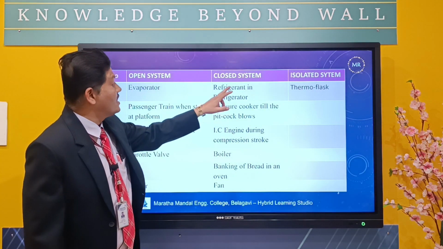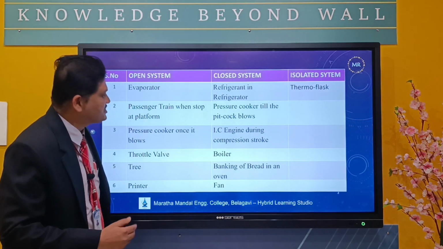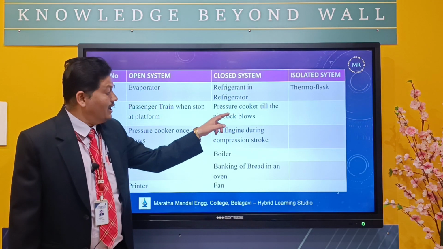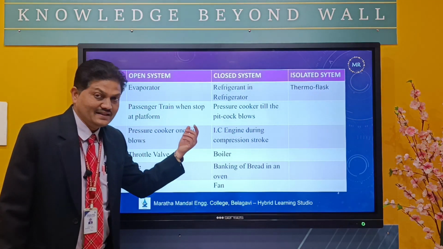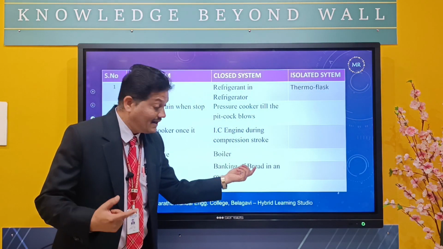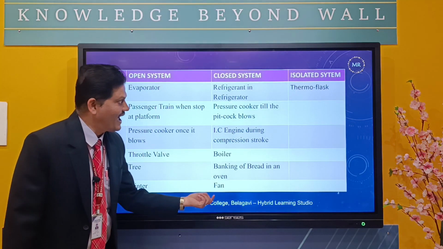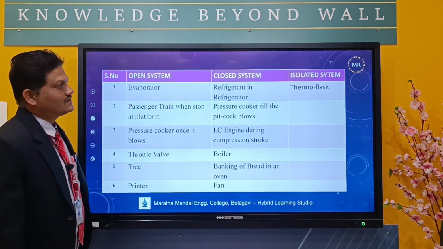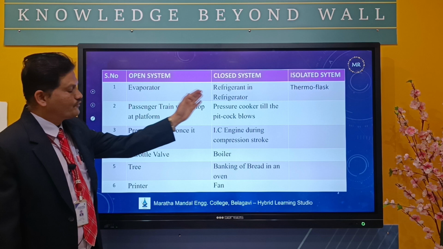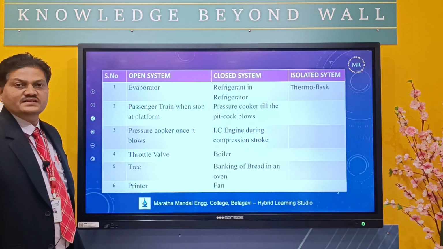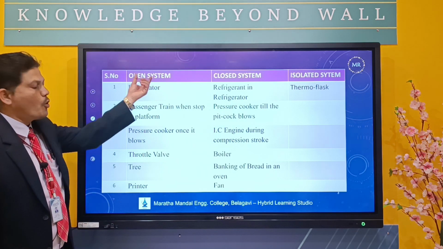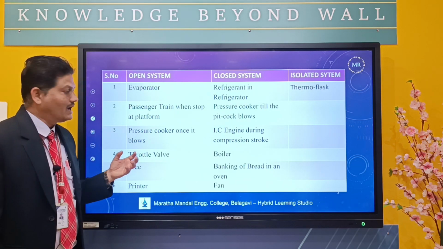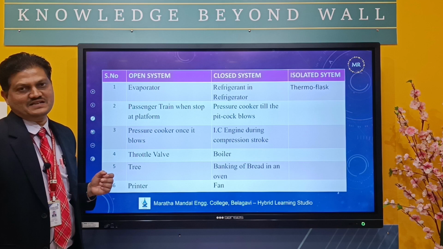Similarly, in a closed system: a refrigerant in a refrigerator, the pressure cooker till the pit cock blows, IC engines during the compression stroke, the boilers, the baking of bread in an oven, a fan. And for the isolated system, the thermos flask. These are a few examples. In engineering, most of the equipment is of open type only, where both the mass and the energy cross the system boundary.